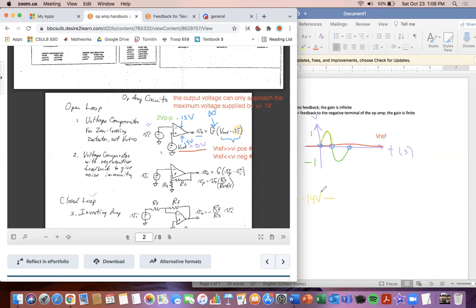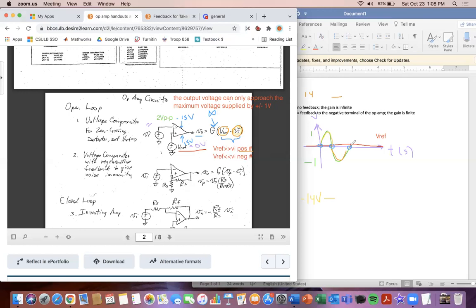Then we notice at this portion, the input voltage is less than the reference voltage. That means we have a larger reference voltage, since it's at 0 and the input voltage is below 0. So we're going to get a positive number on this side of the equation. Since we have a positive number multiplied by infinity, that's going to approach the voltage supplied, so it's going to be 14 volts positively. And then it will be going between the two.